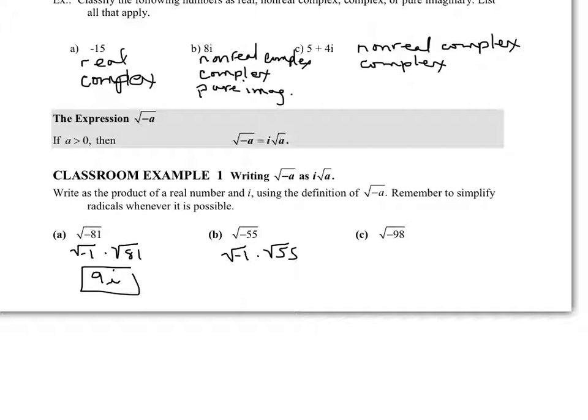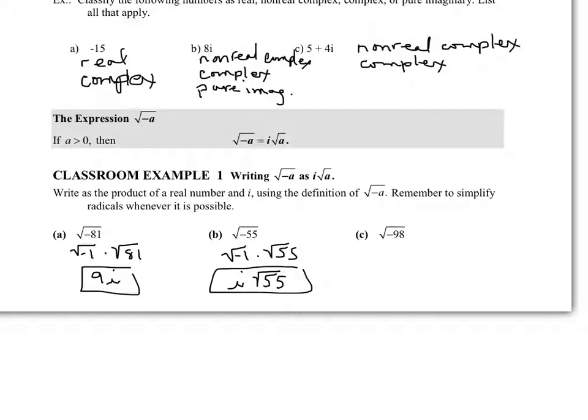So the fact that I didn't get a pair of numbers I could multiply together that would be a factor of 55 tells me that it will not simplify any further, and this simply becomes i times the square root of 55. Now, notice on A, we put the 9 in front of the i. That would be in standard form, because if you remember, standard form for a complex number was a plus bi.